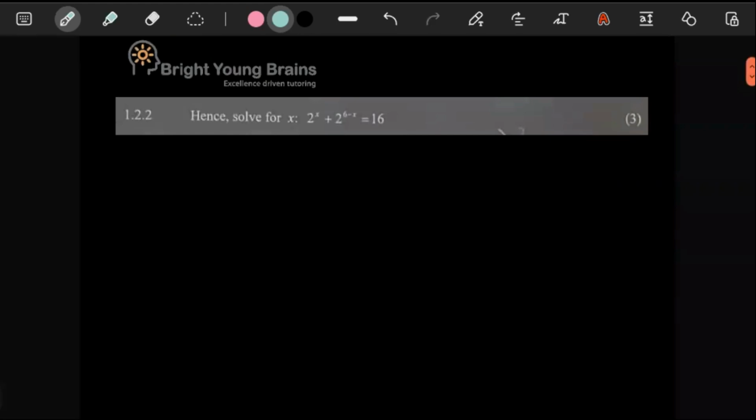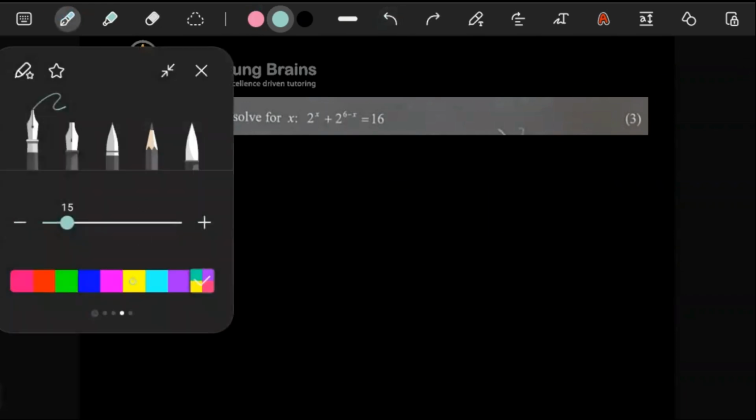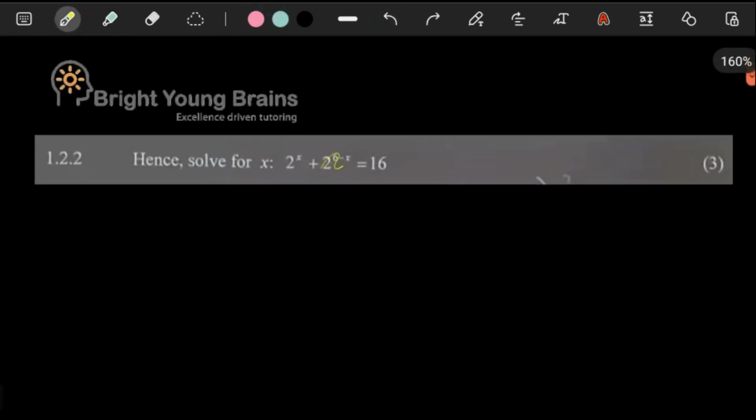Moving on, it says here, hence solve this equation. So any question that starts with hence literally is telling you to use the previous question to help you answer this. In this setup, you can write it as two separate bases with two separate exponents with the multiplication symbol, because technically the bases are the same, right? So we just added the exponents there.